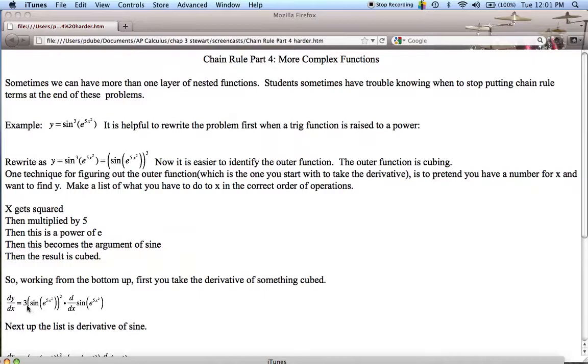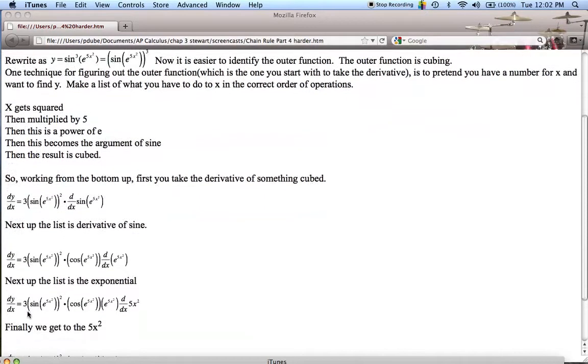So there's your 3. If you look here, I've got the 3 right there. Sine e to the 5x squared, that's the same. So I get the 3 out in front, and I've reduced the exponent by 1. And this right here, this d dx sine e to the 5x squared, just reminds me that I still have to multiply it by the derivative of what was inside the thing that was cubed. So now this first part of my derivative is done, so I write it again. And now I look at the next piece.